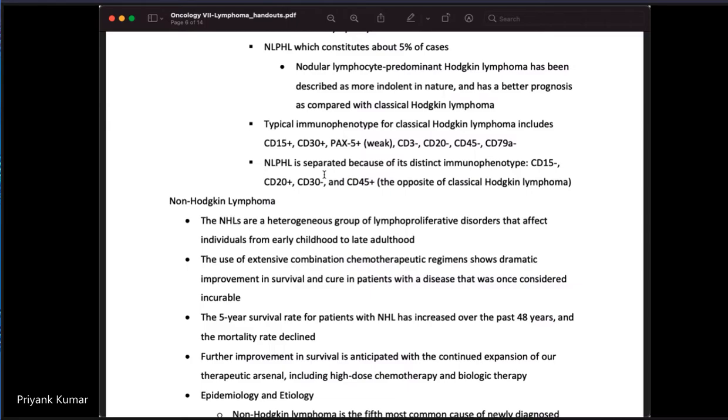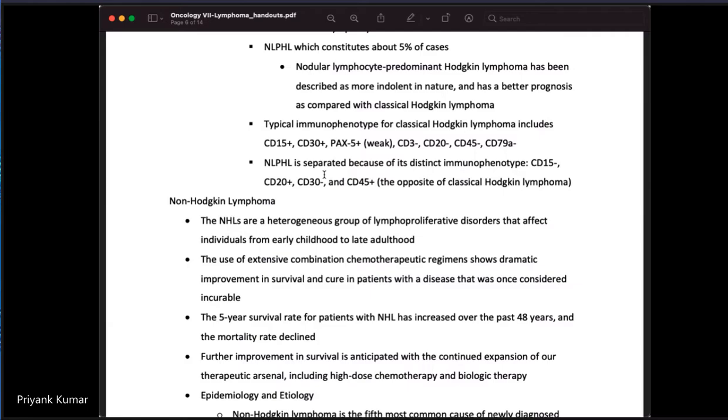So the positive markers are CD15, CD30, PAX5. PAX5 is weak, and the negative markers that are not present are CD3, CD20, CD45, and CD79A.